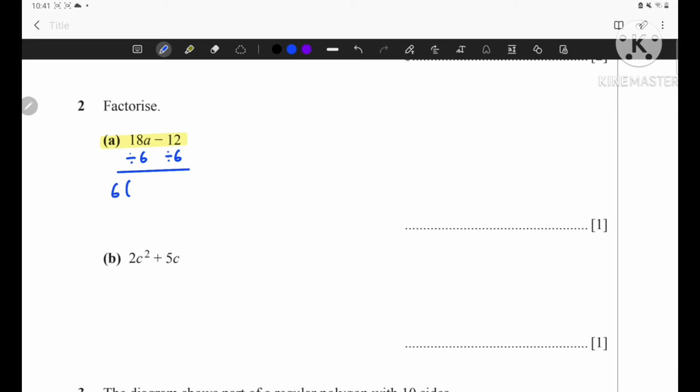Think of it this way. It's a city exiling its commoners. You would get the answer of 6 bracket 3a minus 2.